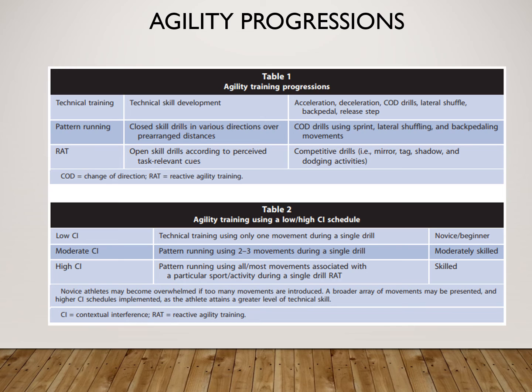As you then get to more moderately skilled, you start to incorporate a slightly higher level of contextual interference. So there might be greater amount of pattern running being used. There might be 2 to 3 movements used during a single drill. So just increasing that complexity as the athlete develops. And then once they become expert or highly skilled, then we'll start to introduce a relatively high level of contextual interference. So we start to get much more reactive agility training.